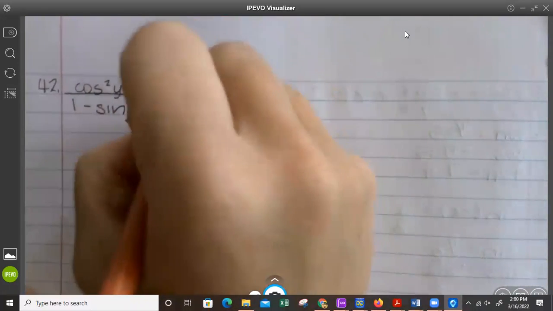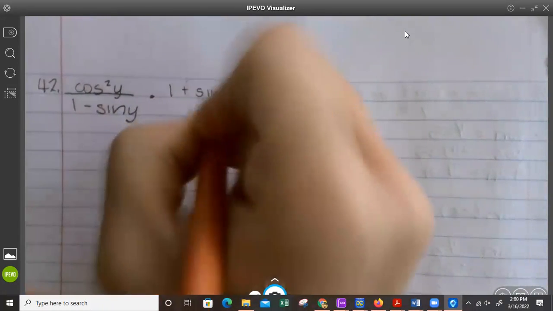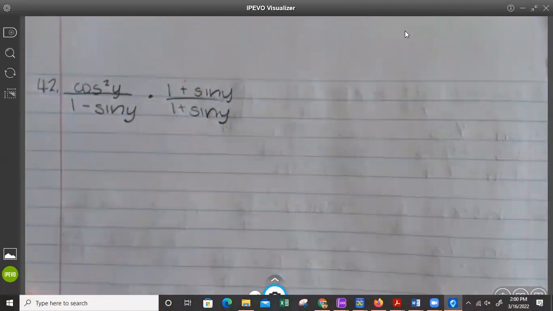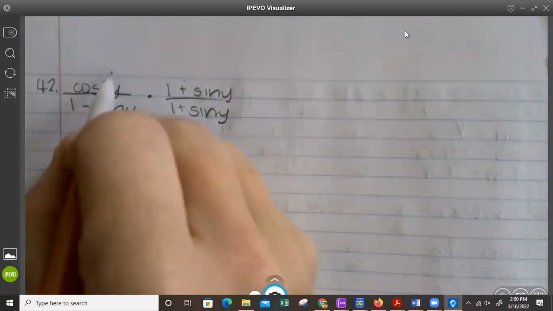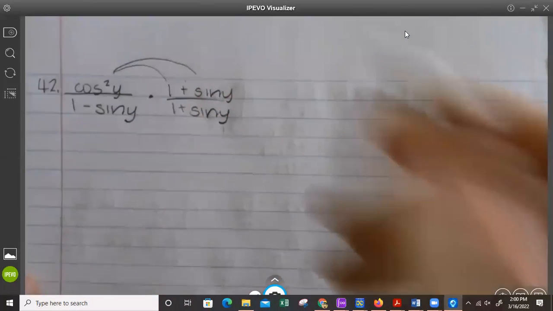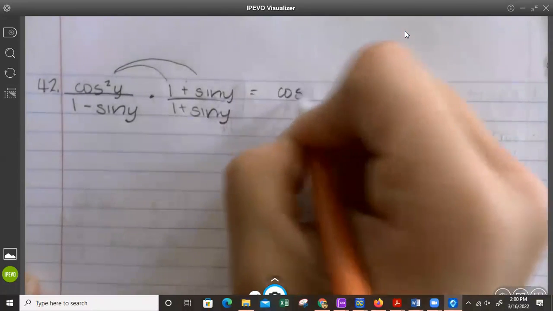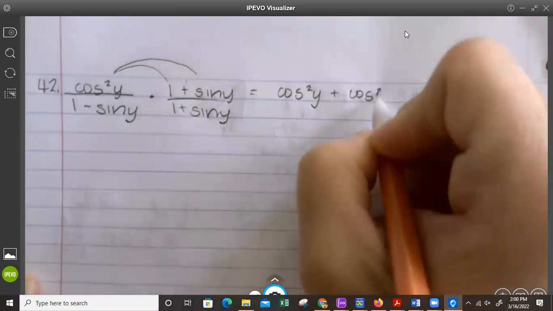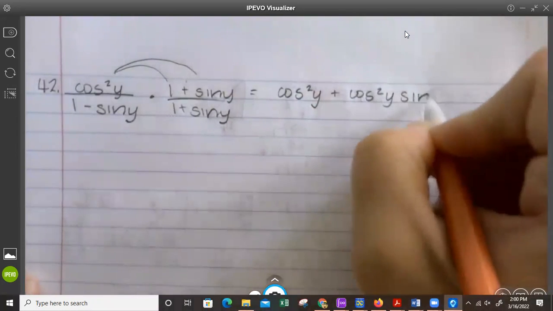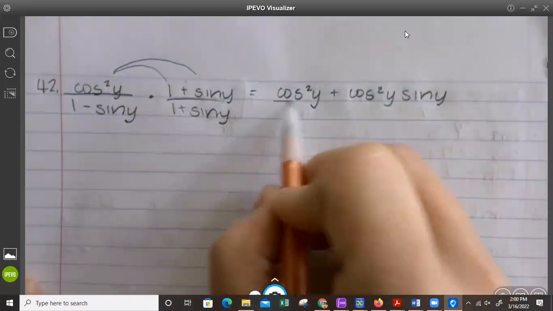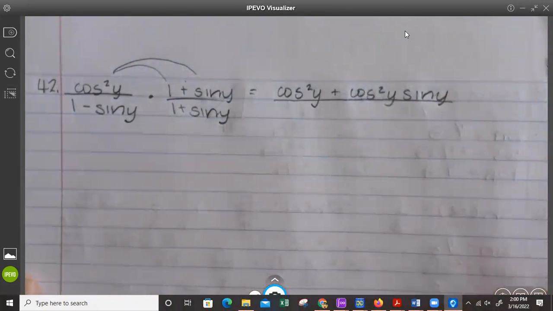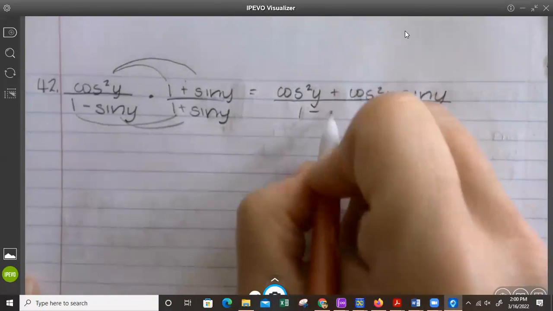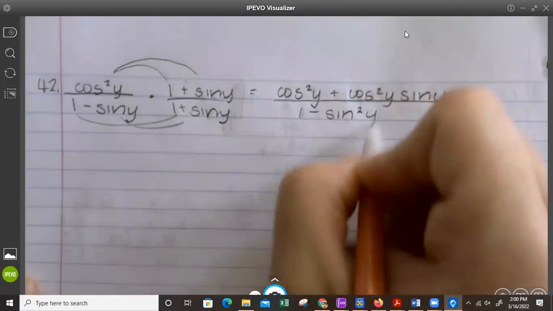Multiply it by the conjugate: 1 plus sine y over 1 plus sine y. On the top, distribute your cosine squared, so you get cosine squared y plus cosine squared y sine y. How do I multiply the bottom? Just the outsides. So I get 1 minus sine squared y.